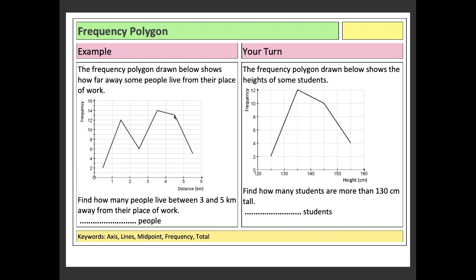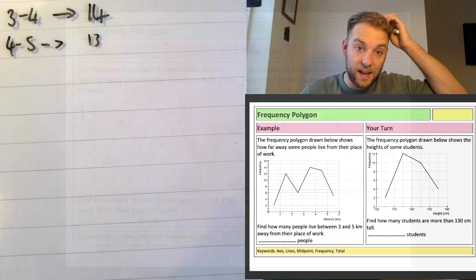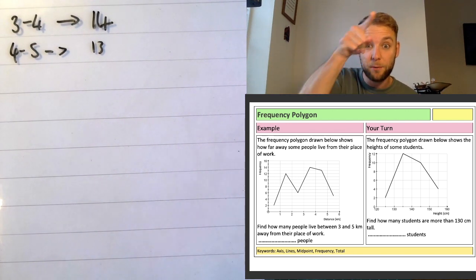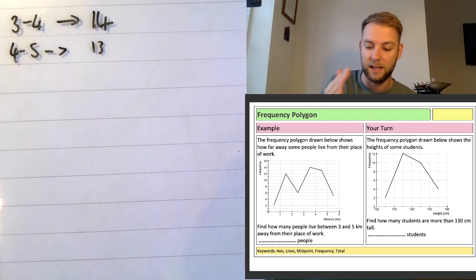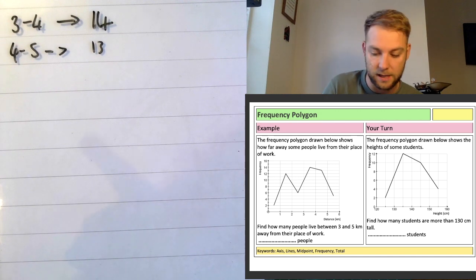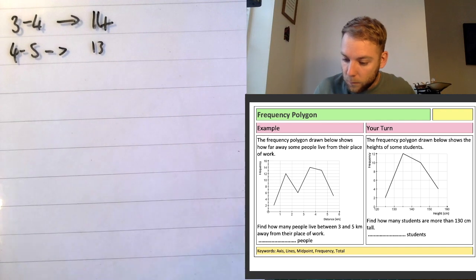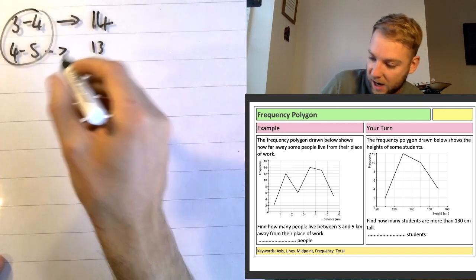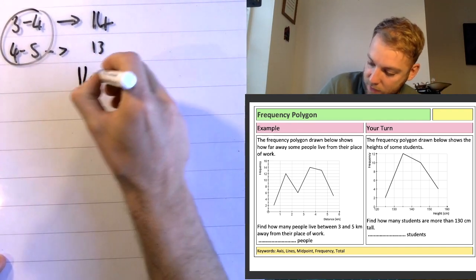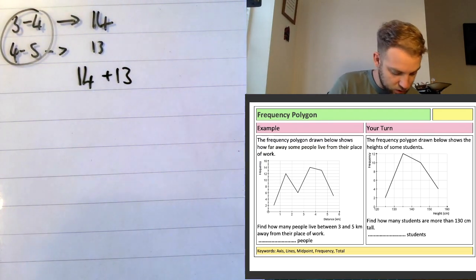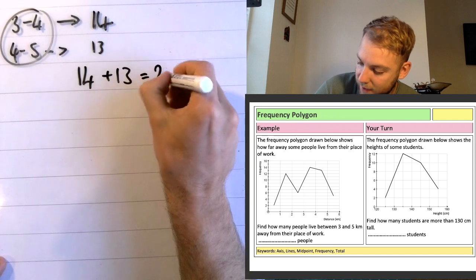And it's all about those points. What is the point between it, okay? So these are the two that I've got. Between 3 and 4, the bit where it's changing, remember that's our frequency. So between 3 and 4 was 14, between 4 and 5 is 13. So we want all of them between 3 and 5, so we need to add these together. So it's going to be 14 plus 13, which is equal to 27.